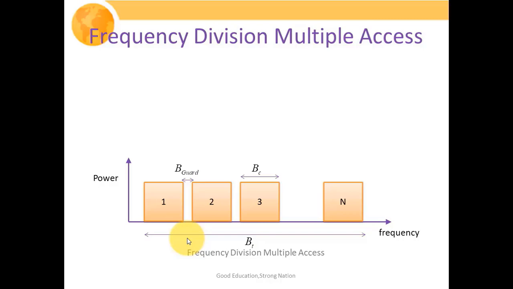These are just for guarding purposes, so that we can prevent interference among the users. Here our complete frequency band, which is denoted by BT, the total bandwidth, is divided into n number of equal subparts, where each subpart has a bandwidth of BC, and any two sub bands are separated with a guard band, denoted by B guard. About B guard, we had already said that these are frequency bands which are left idle, that is, we do not use them for signal transmission in order to avoid interference.